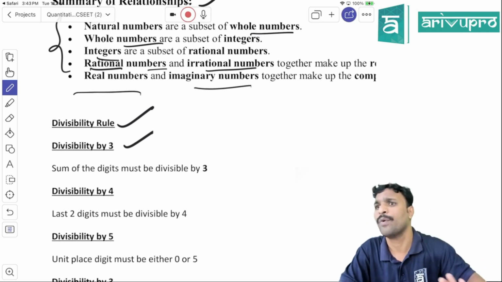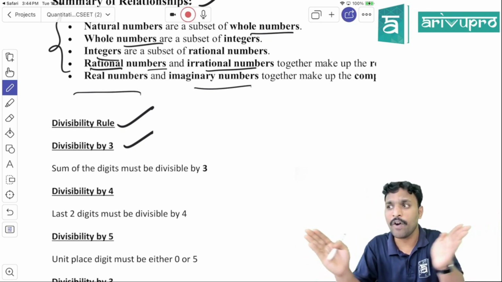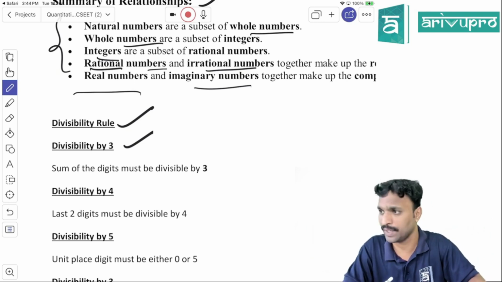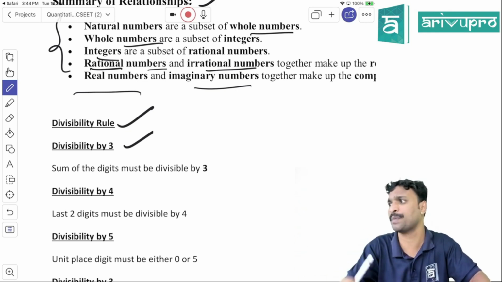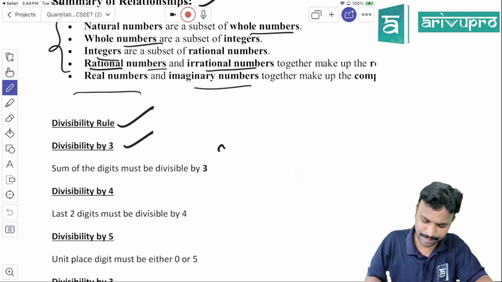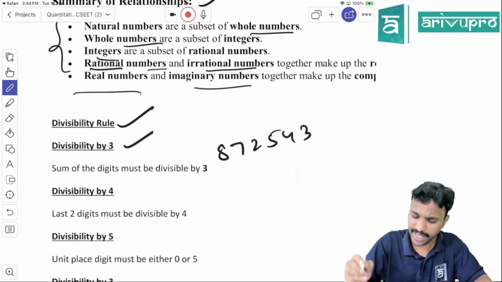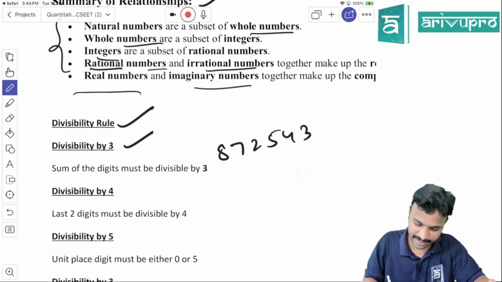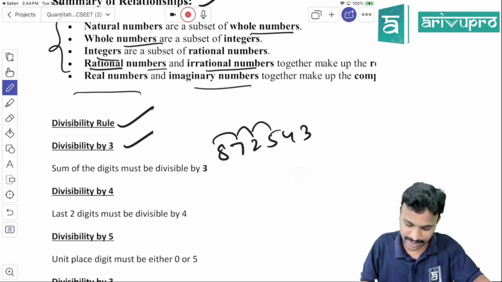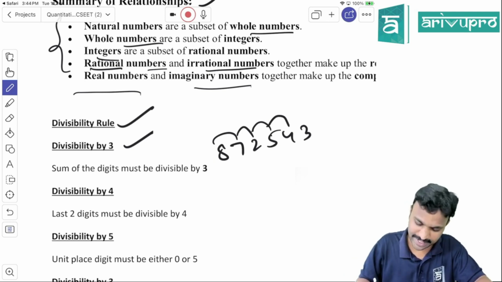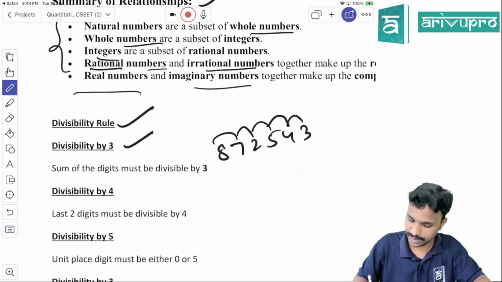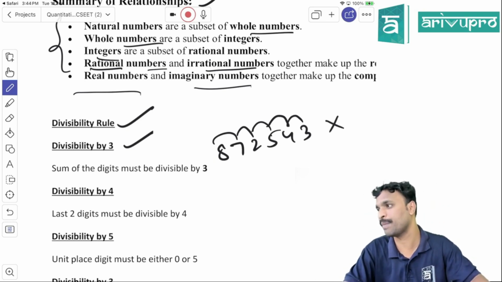Divisibility rule for 3. What is the divisibility rule for 3? The sum of all the digits must be divisible by 3, then only the number is divisible by 3. You need not check the entire number. Just take the sum of all the digits, and that sum should be divisible by 3. For example, 872543. Is it divisible by 3? What you do? Add this. 15. 15 plus 2, 17. 17 plus 5, 22. 22 plus 4, 26. 26 plus 3, 29. Is 29 divisible by 3? No. So this is not divisible by 3.